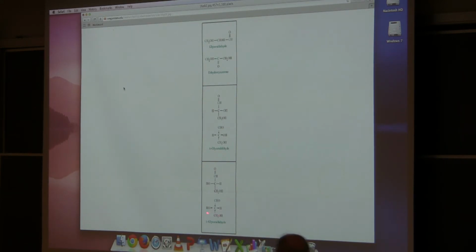So if I have a sugar that has an OH on the next to the bottom carbon on the left, that sugar is an L. And if I have a sugar that has an OH on the next to the bottom carbon on the right, it's a D. Biochemists are pretty simple people. Okay.